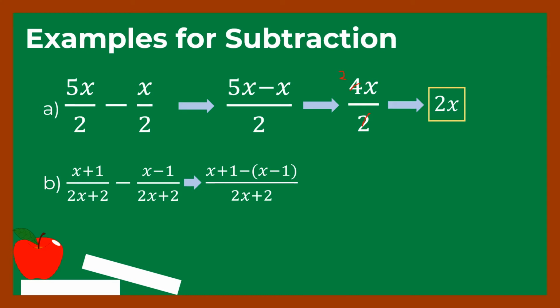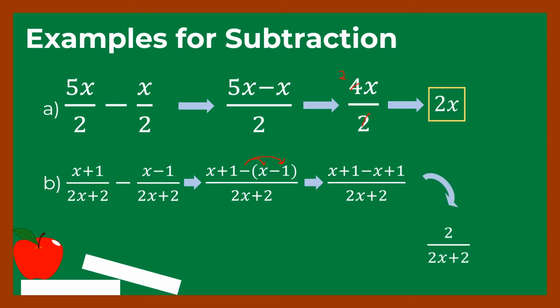So, we still need to distribute the negative sign. So, magiging x plus 1. Yung positive x natin, magiging negative x. At yung negative 1, magiging positive 1. So, we get x plus 1 minus x plus 1 all over 2x plus 2. And then, we will simplify.